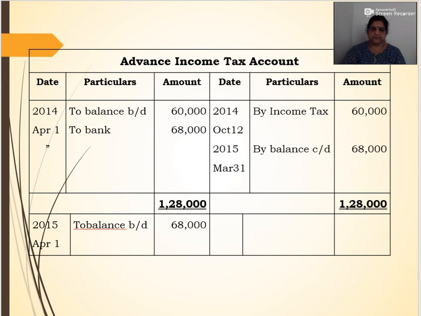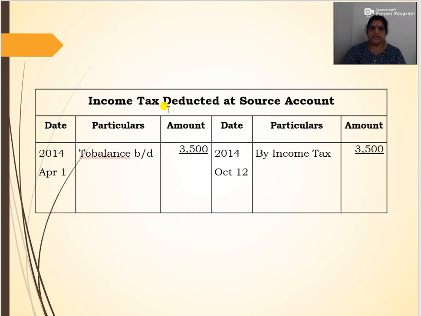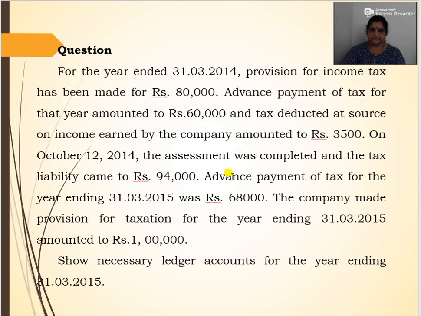Now the third account is income tax deducted at source account. Okay, here there is only one entry in the question. Tax deducted at source on income earned by the company amounted to rupees 3,500. So this is the only one item. So tax deducted at source on income earned by the company amounted to rupees 3,500. So we'll see how it is treated.